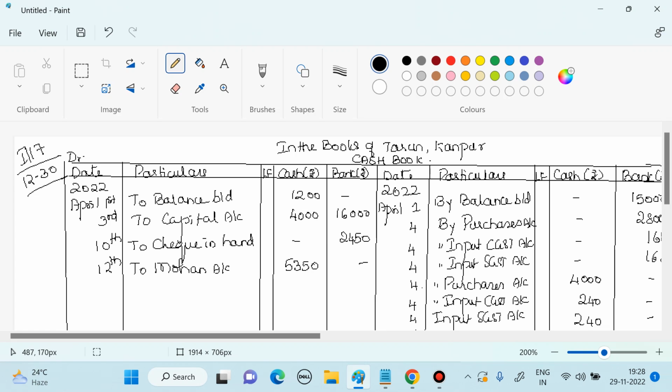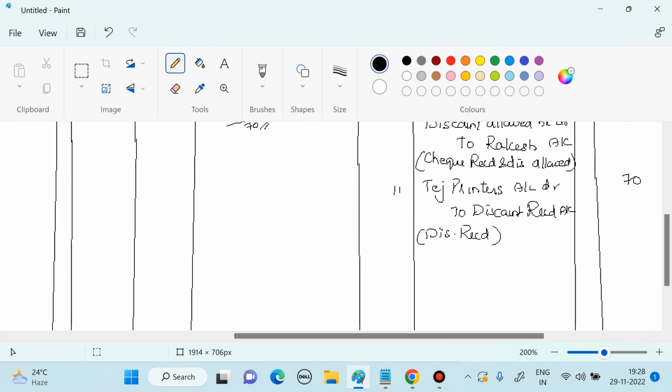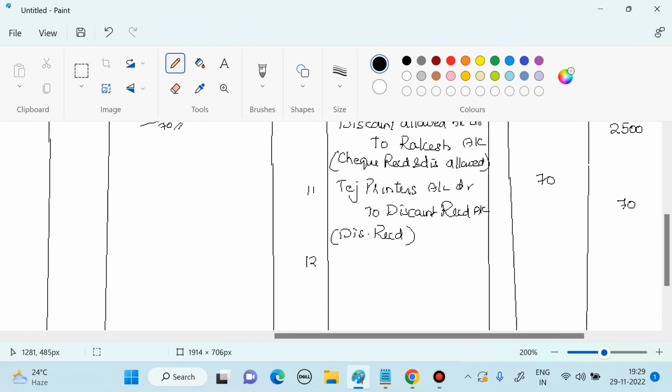And for the discount part, we will pass the journal entry. It is discount allowed, so it's an expense which will be debited, and we will credit Mohan with 250. So passing that journal entry here, right here on 12th, it is discount allowed account debit to Mohan account. So 250. So we have credited in the cash book Mohan account with 5350 and here 250, which is nullifying the debit to Mohan in the first journal entry of 5,600. This way we have received the amount and settled, closed out the Mohan account.